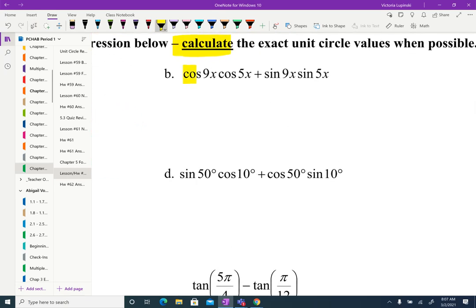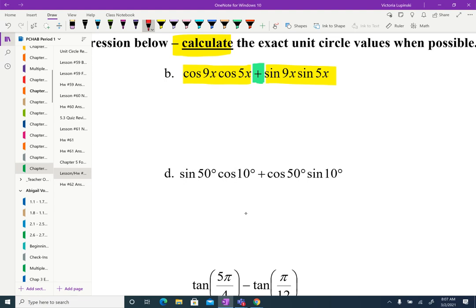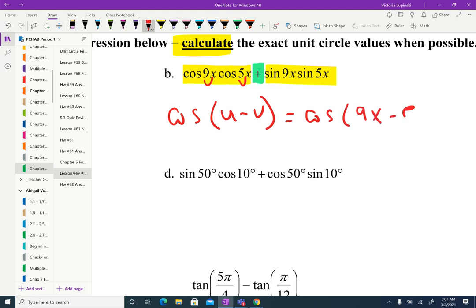Notice that here in B, you have another cos sine, but there's an addition sign instead. So if you go back to your formula sheet and you're looking for cos plus sine, that's this one. So again, you're given the right side and you're trying to make it into the left side. So in order to do that, you're going to realize that this is the u and this is the v. So this is equal to the cosine of u minus v, which is equal to the cosine of 9x minus 5x.